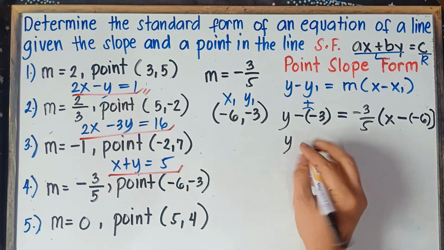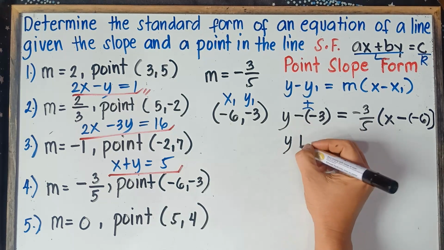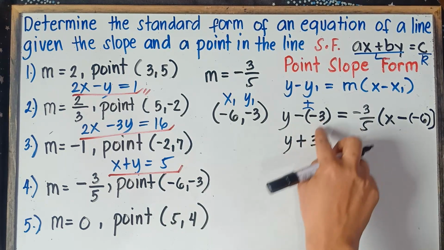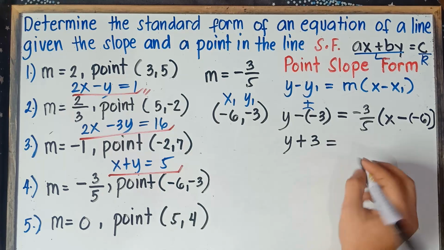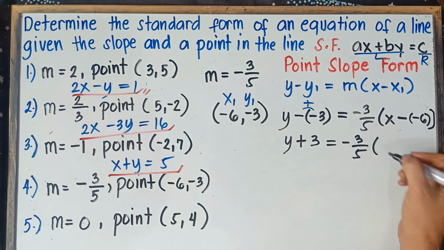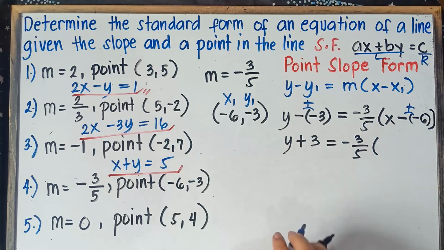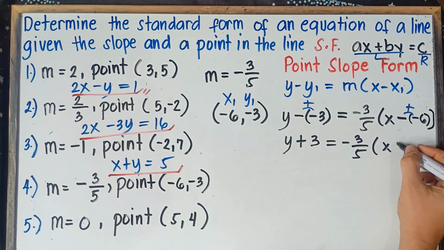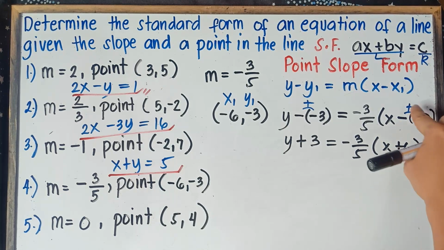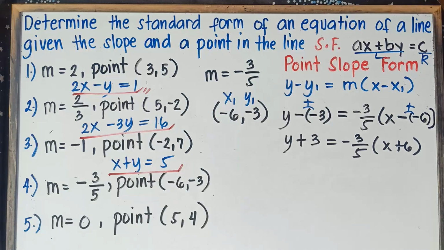So copy y. Negative times negative, that would be positive. Copy 3. Then simply copy 3. Copy equals sign. Copy this one, negative 3 over 5. Open parenthesis. Negative times negative, this will become positive. So copy x and then copy plus 6. Once again, negative times negative will become positive, and then simply copy 6.